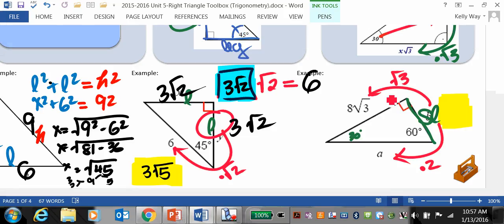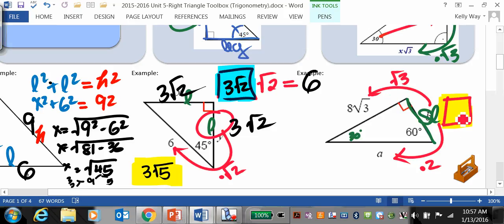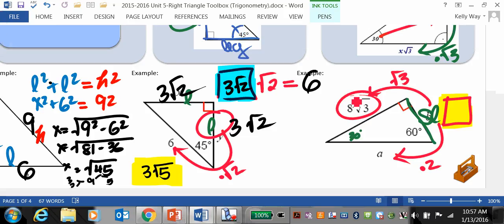It reads like this. Something times 2 is something. We go this way. Something times root 3 is 8 root 3. Something times root 3 is 8 root 3.